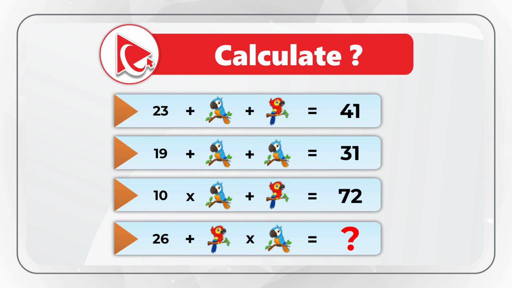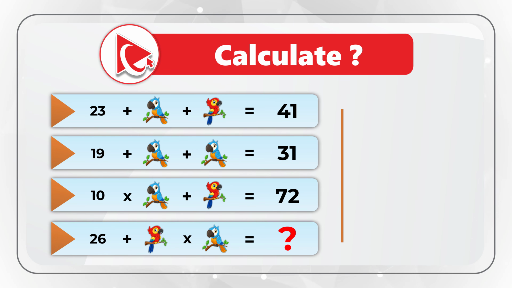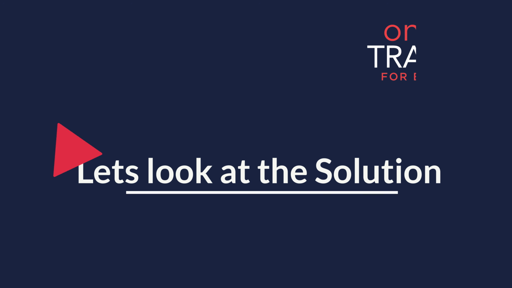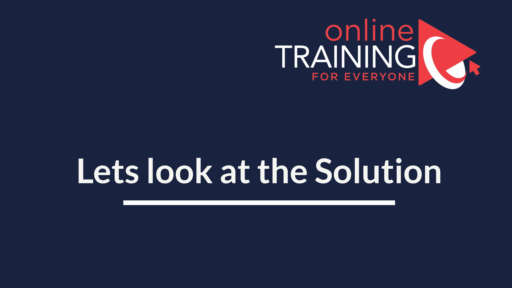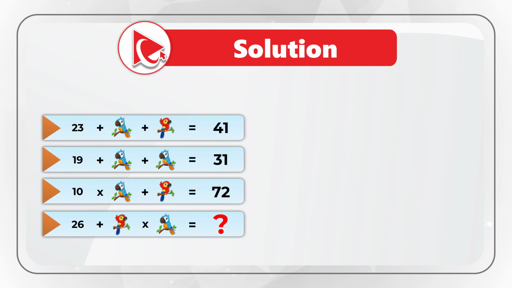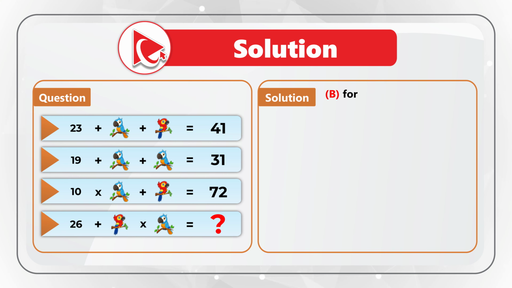You need to select the missing value out of 4 possible choices. Choices A, 83, choice B, 90, choice C, 98, and choice D, 107. Take a close look to see if you can calculate the answer. On my end, I am moving forward to share with you my version of the solution. And obviously, if you have a better way to solve it, please make sure to post in comments so we can all learn. For simplicity, let's create variables. We will use B for blue parrot and R for red parrot.